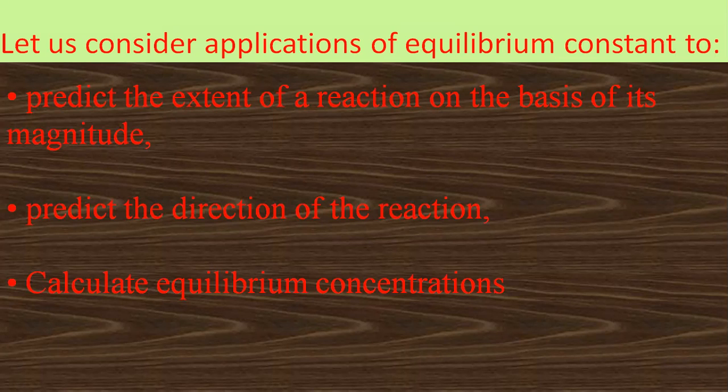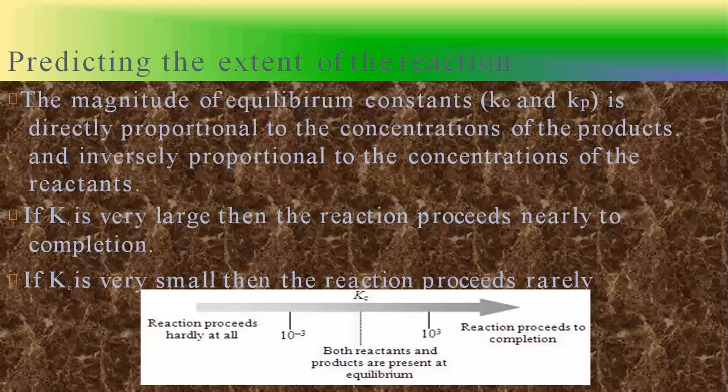Next, we can predict the direction of reaction. When the reaction is moving from left to right, that means the reaction is in the forward direction. If the reaction is moving from right to left, that is the reverse direction. By knowing the equilibrium constant, we can find out in which direction the reaction is going on. Next, calculate the equilibrium concentration. By knowing the equilibrium constant, we can calculate the equilibrium concentration of reactants and products at any point.